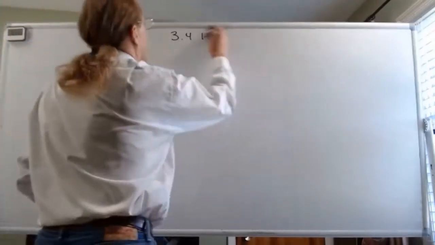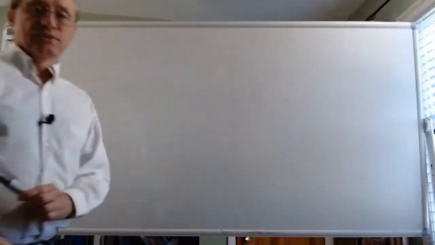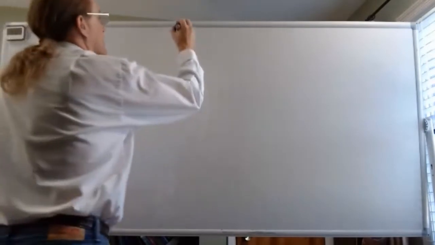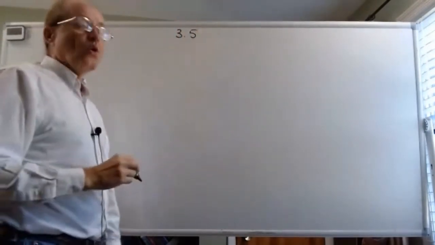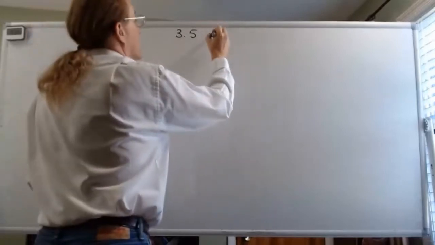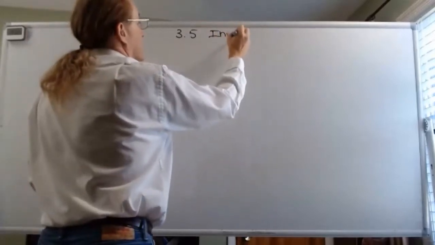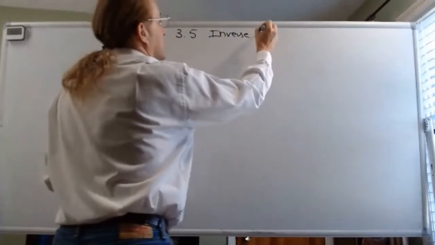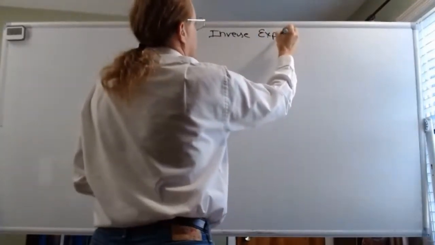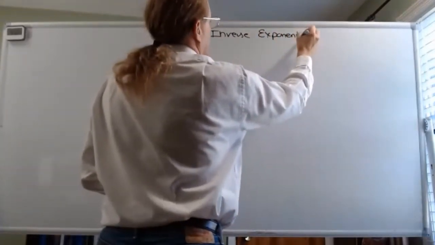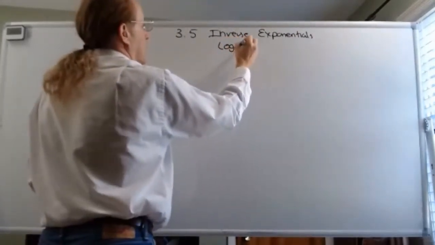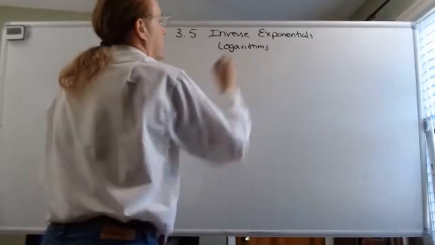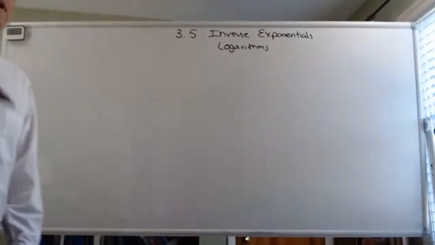Okay, so we move on now to taking inverse functions of those. That's 3.5, the inverse functions of the exponentials, which are also called the logarithms. Okay, remember how we found an inverse.